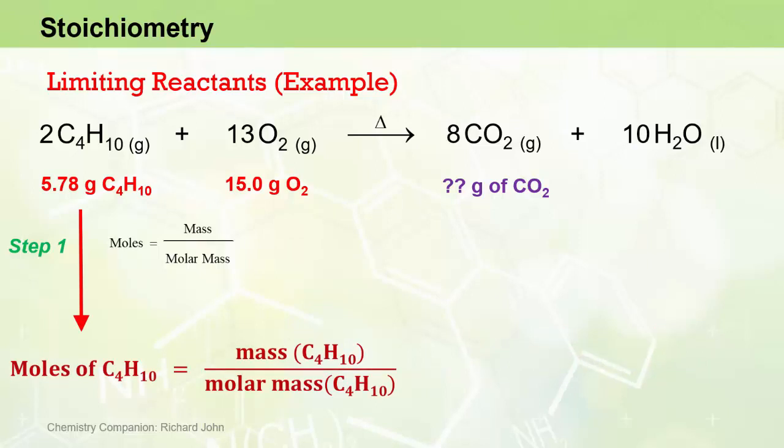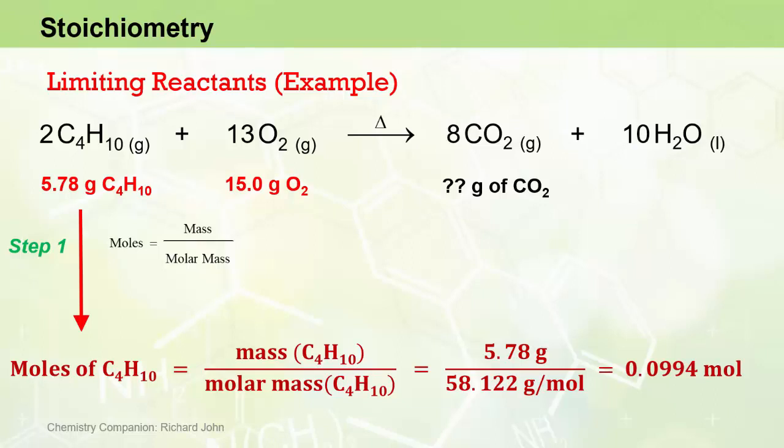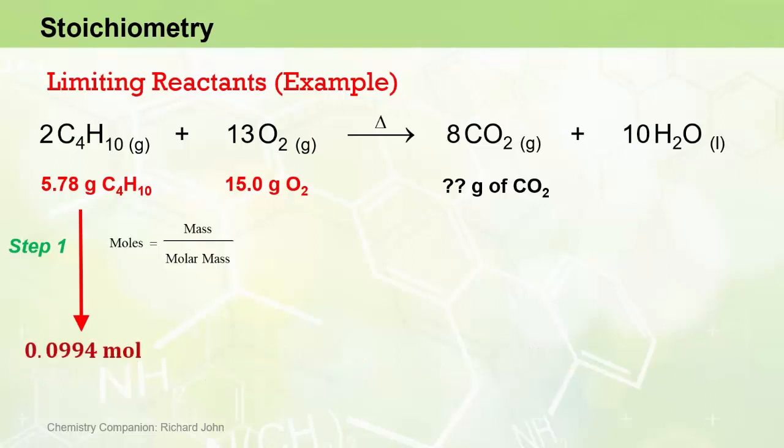Using the molar mass equation, we get moles of butane equals mass of butane divided by the molar mass of butane. We've got the mass of butane as 5.78 grams, that's given in the question, and we calculate the molar mass of butane to be 58.122 grams per mole. Remembering we need to refer to the periodic table to do this calculation of molar mass as a separate calculation. Plugging these numbers into our calculator, we get 0.0994 moles of butane from our 5.78 grams of butane.